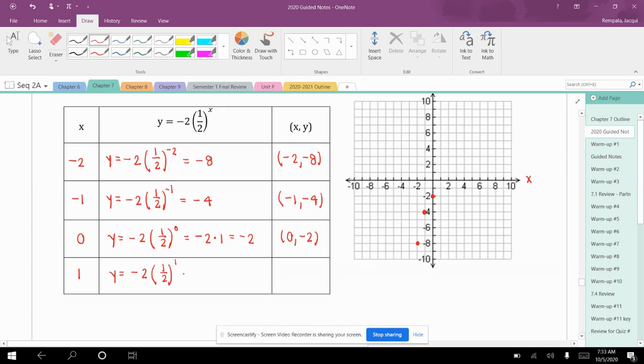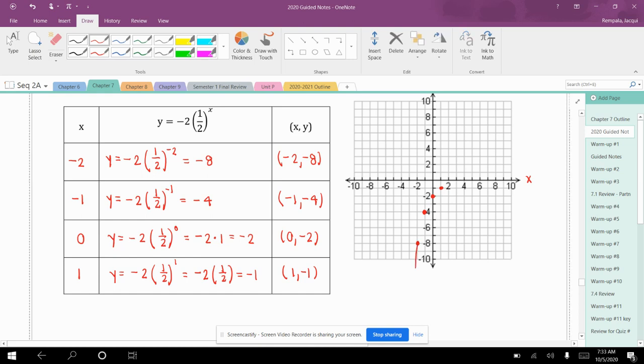Okay, last number here, we have -2 times 1/2 to the 1st power. Once again, you can use your calculator, but if anything's raised to the 1st power, then it's just being multiplied by itself one time, so I don't really need that exponent. -2 times 1/2 is really -1. So my ordered pair is 1, -1. So I move 1 to the right and 1 down.